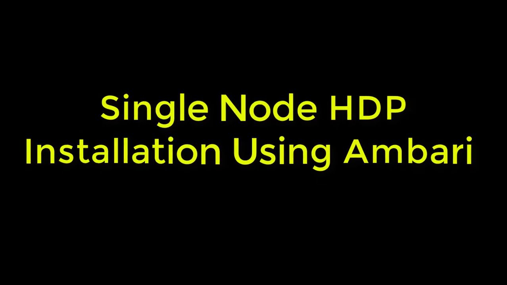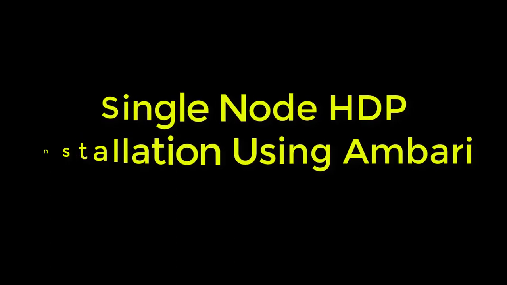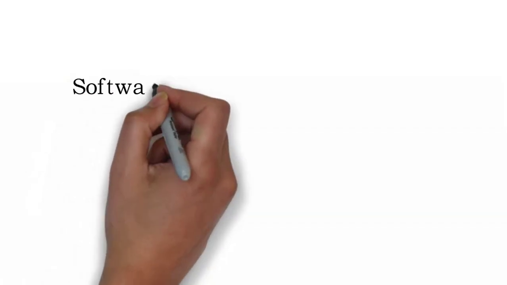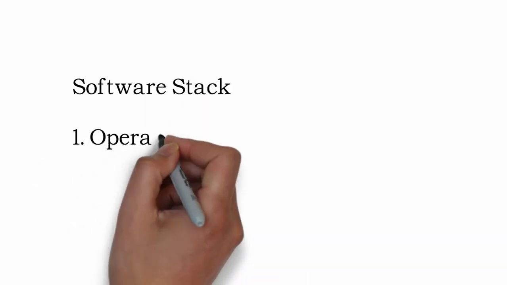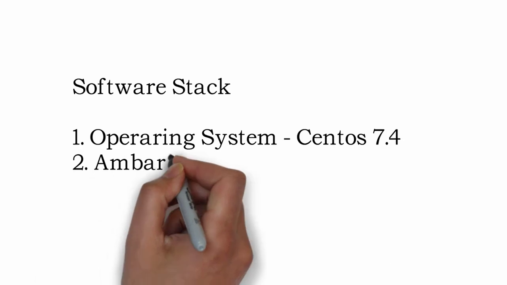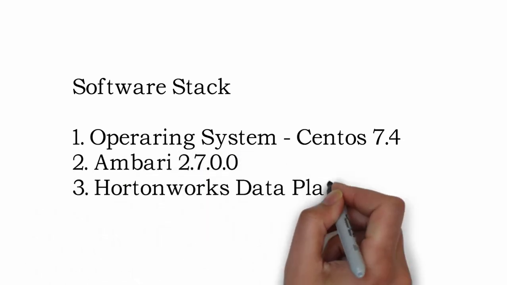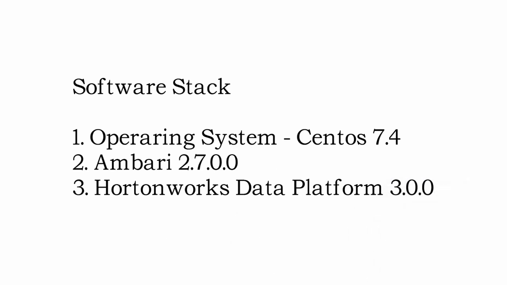In this video, we will see how to install HDP on a single node. You can use this type of implementation for your learning and development purposes. Let's get started. The versions of software which I am using here are operating system CentOS 7.4, Ambari version 2.7.0.0, and Hortonworks Data Platform 3.0.0.